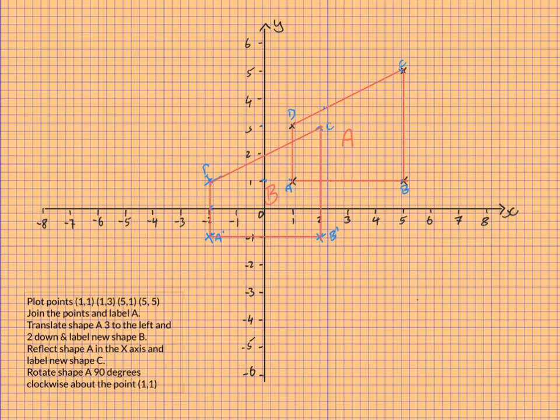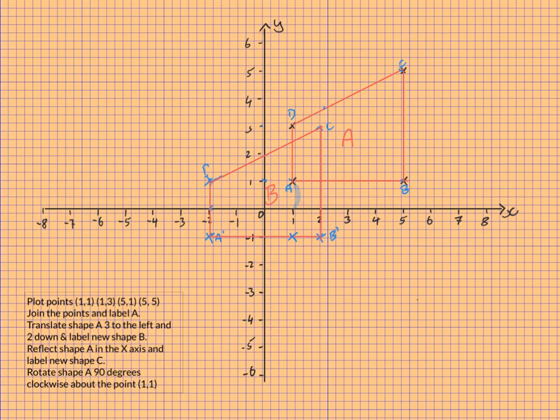Okay, so now we're going to reflect each of the 4 points of shape A in the x-axis. Okay, so what we want to think about is counting each point, how far is it away from the x-axis. So we go to the x-axis and then we go the same distance away. So if we start with point A, that is 1 away towards the x-axis, so then we need to go 1 away from the x-axis. So that gives us that point there.